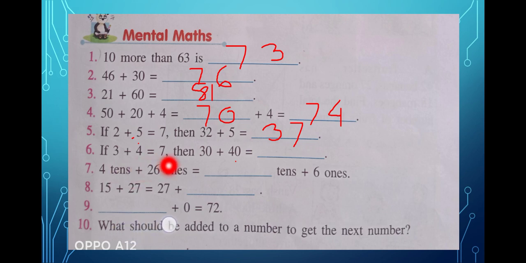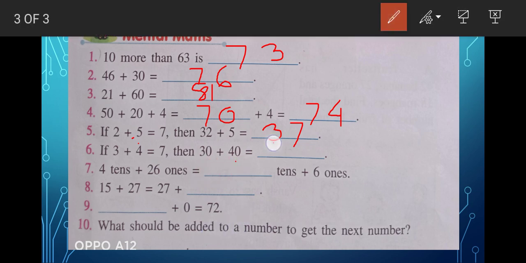Okay, in the same way, this question number 6, 3 plus 4 is how much? 3 plus 4 is 7, right? Now you have to add 30 plus 4. So 3 plus 4, 7 means here also 3 and 4 will be 7. Yes or no? 7, and when you add 0 and 0, 0 plus 0 is also 0.